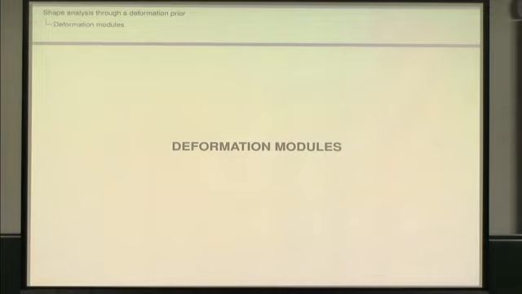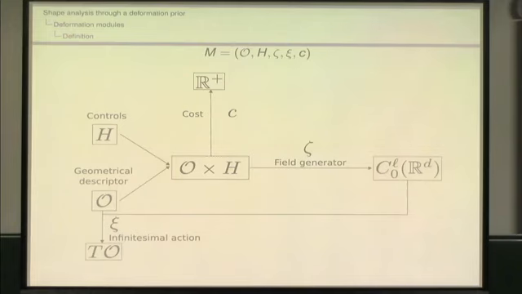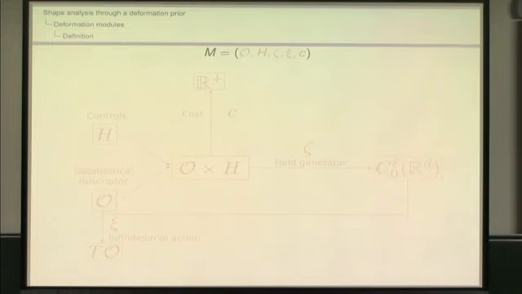Deformation modules are structures capable of generating vector fields that are of a particular and chosen type. So a deformation module is given by 5 elements, and I will explain how they interact thanks to a diagram like this. So as I said, deformation modules can generate vector fields, and these vector fields will be parametrized by 2 components. The first component is what we call a geometrical descriptor.